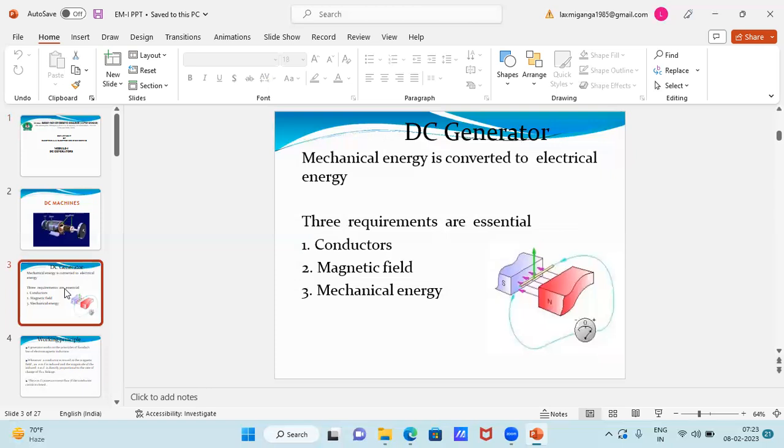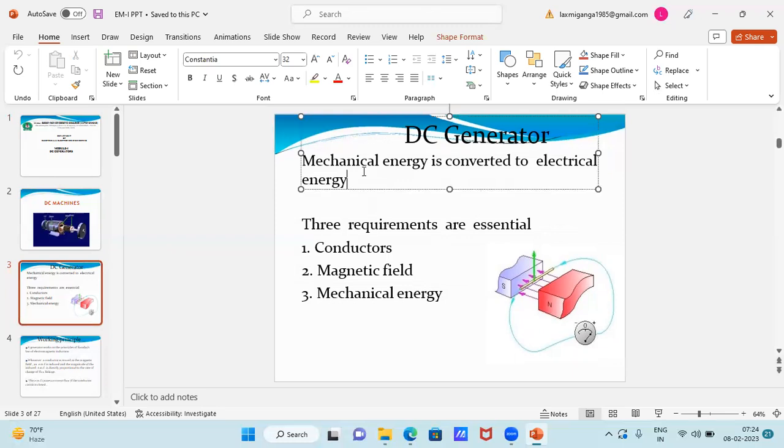In DC generators, an electric generator is a machine which converts mechanical energy into electrical energy or power. The energy conversion is based on the principle of production of dynamically induced EMF. So before producing EMF in a DC generator, there are three essential requirements: conductor, magnetic field, and mechanical energy.